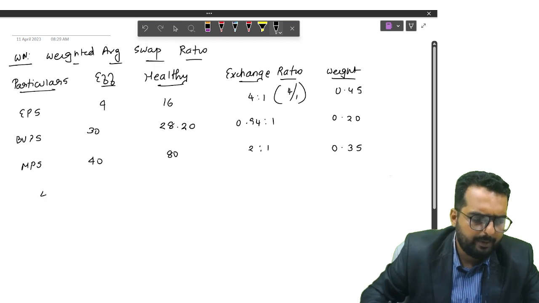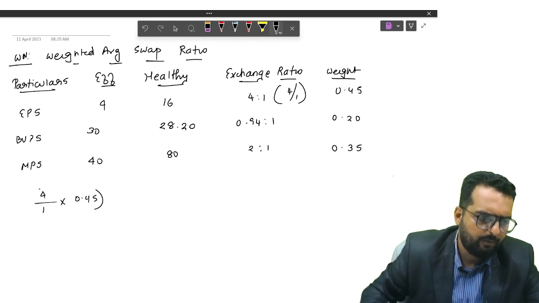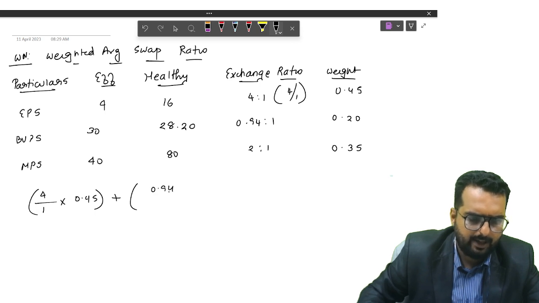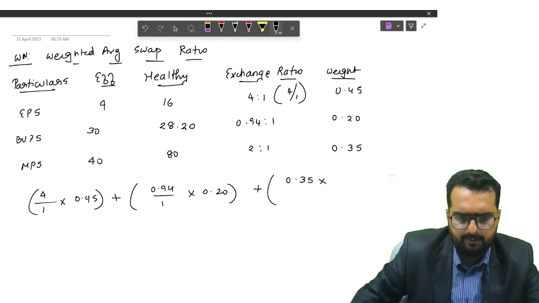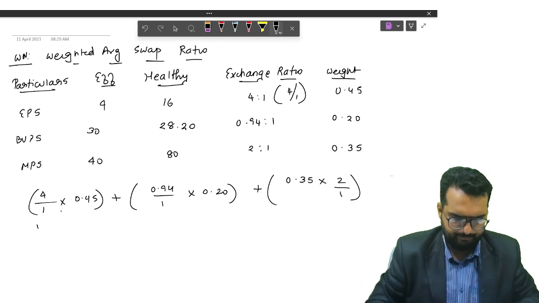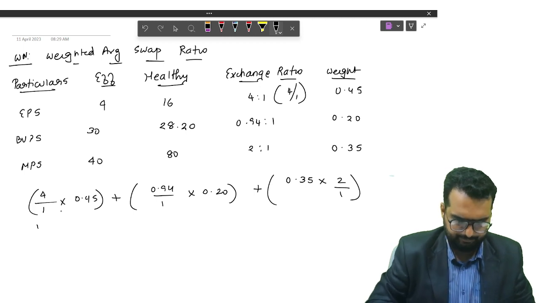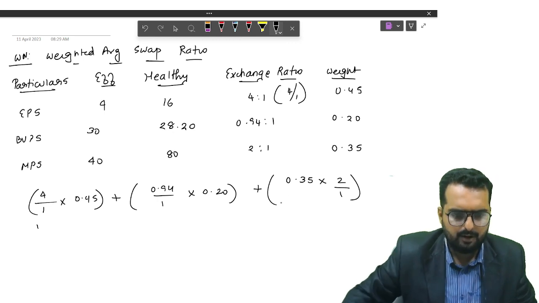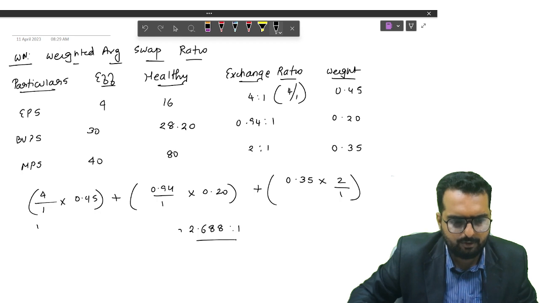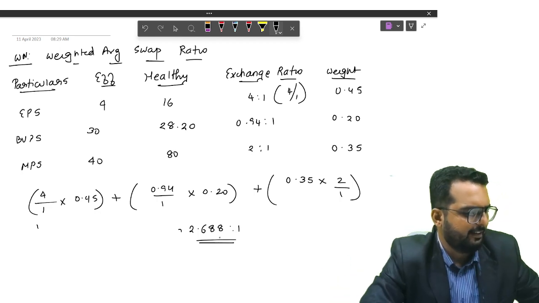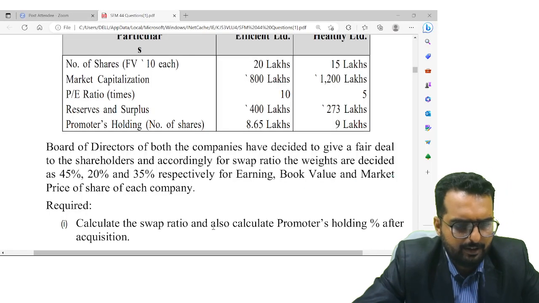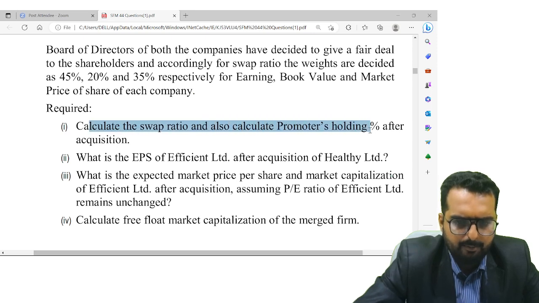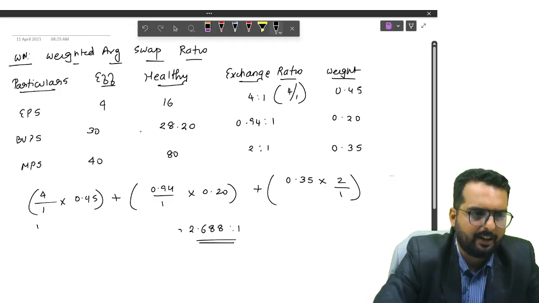0.35. So here the formula would be 4 by 1 into 0.45 plus 0.94 by 1 into 0.2 plus 0.35 into 2 by 1. Correct? Do you get the answer as 2.688 is to 1? Am I right? Okay, so you get the exchange rate as 2.688 is to 1. Once you get this answer, we are done with the first requirement. Swap ratio is done. Promoters holding after acquisition, they are asking now.